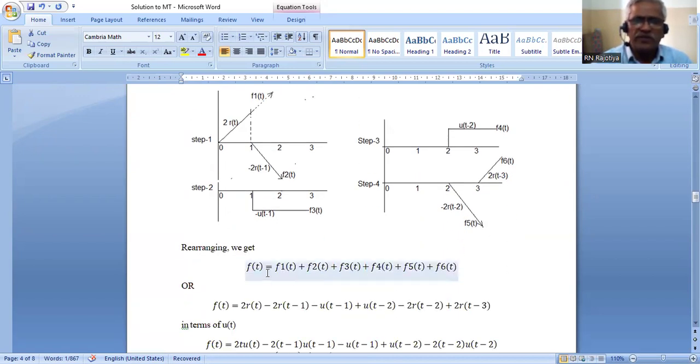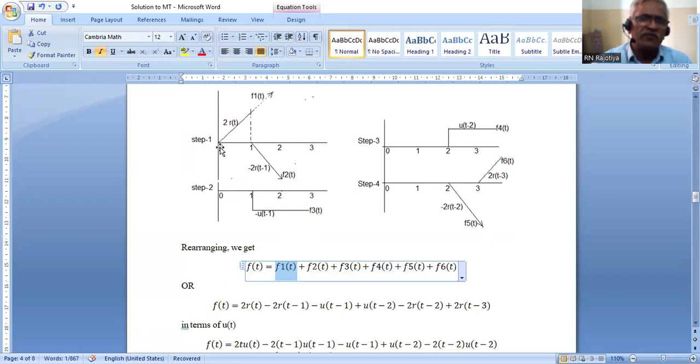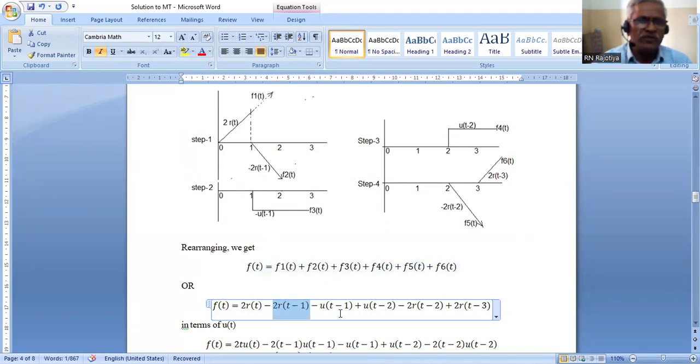So these 6 functions can be written this way: f(t) is equal to the summation of all these 6 functions. So now you write down the values of these functions. f1(t) is 2 times r(t). I can write it this way. f2(t) is a negative or falling ramp, which is minus 2 times r(t) minus a shift. My f3 is a unit step function shifted by 1 unit, so minus u(t minus 1).